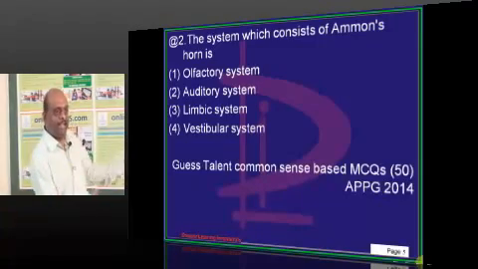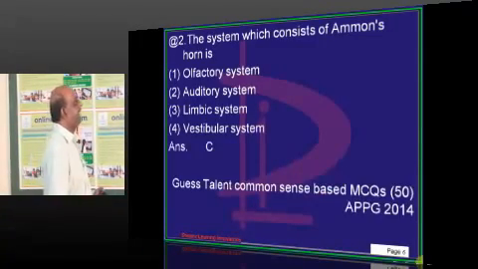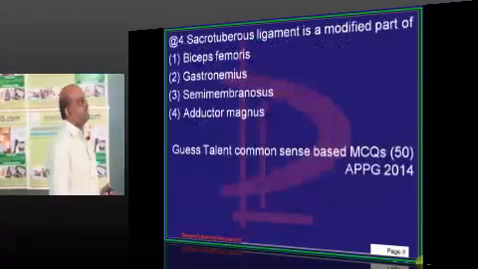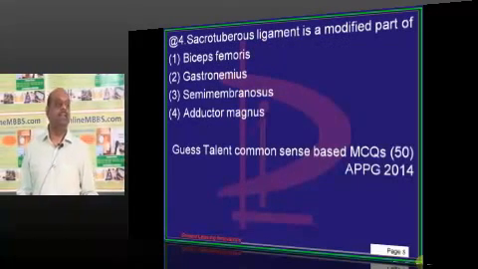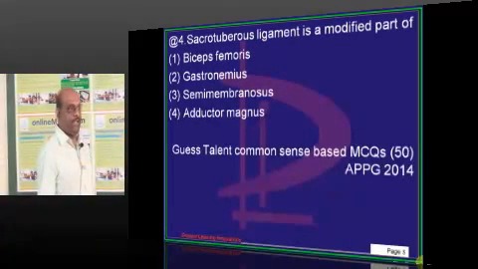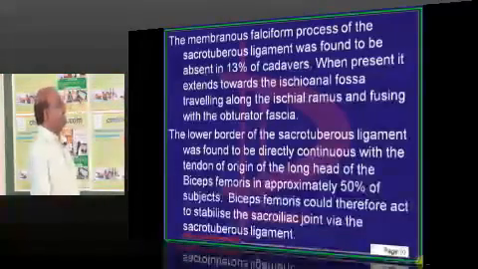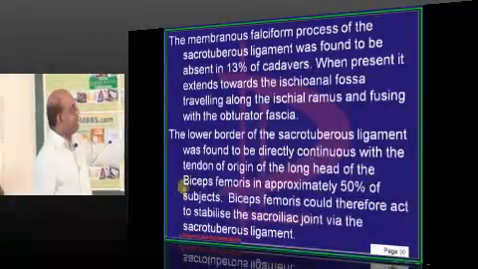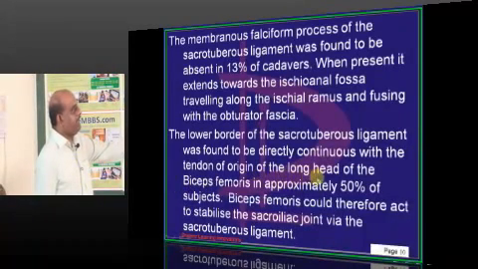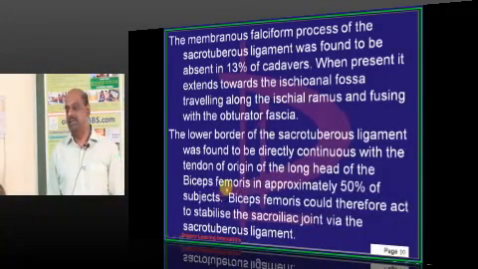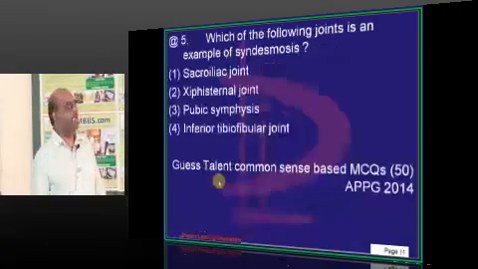अगर वो नहीं है तो यहाँ है तो वही आंसर है. Then sacrotuberous ligament. Examiner gave biceps only. That's right. Basically, the lower border of the sacrotuberous ligament is in continuity with the long head of the biceps. So that makes it as the answer.